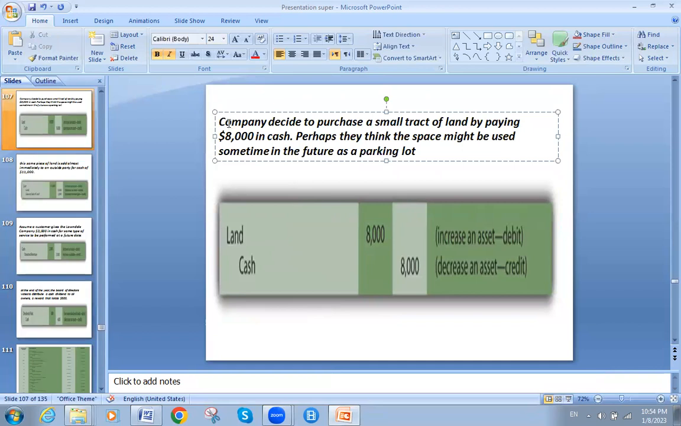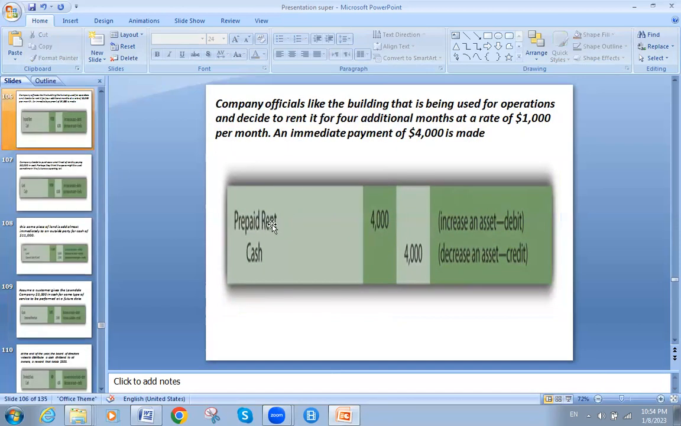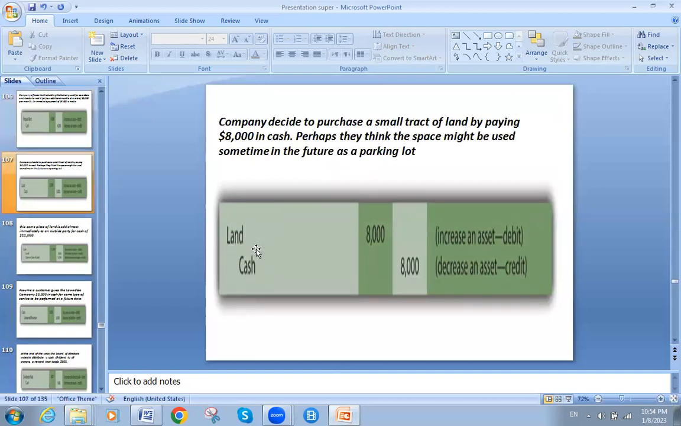Let us see the next transaction. The company decides to purchase a small tract of land. The point is I will buy land for $8,000. It is the same as the previous one. In the previous, we said from prepaid rent into cash. Here, we'll say from land into cash, because we paid the $8,000. Land 8,000 into cash 8,000.